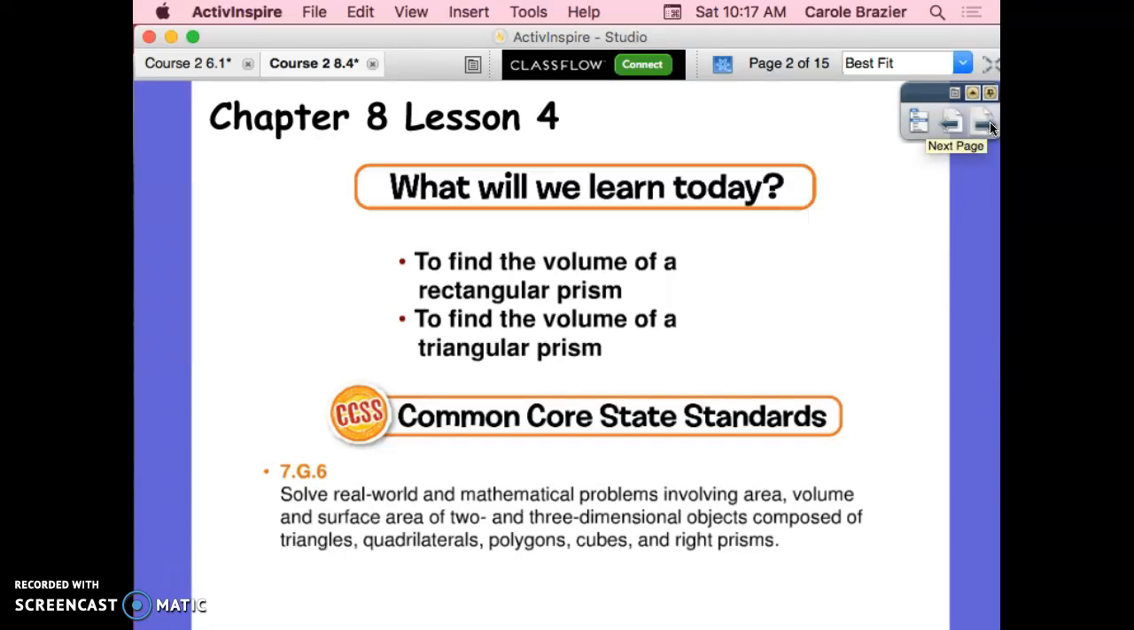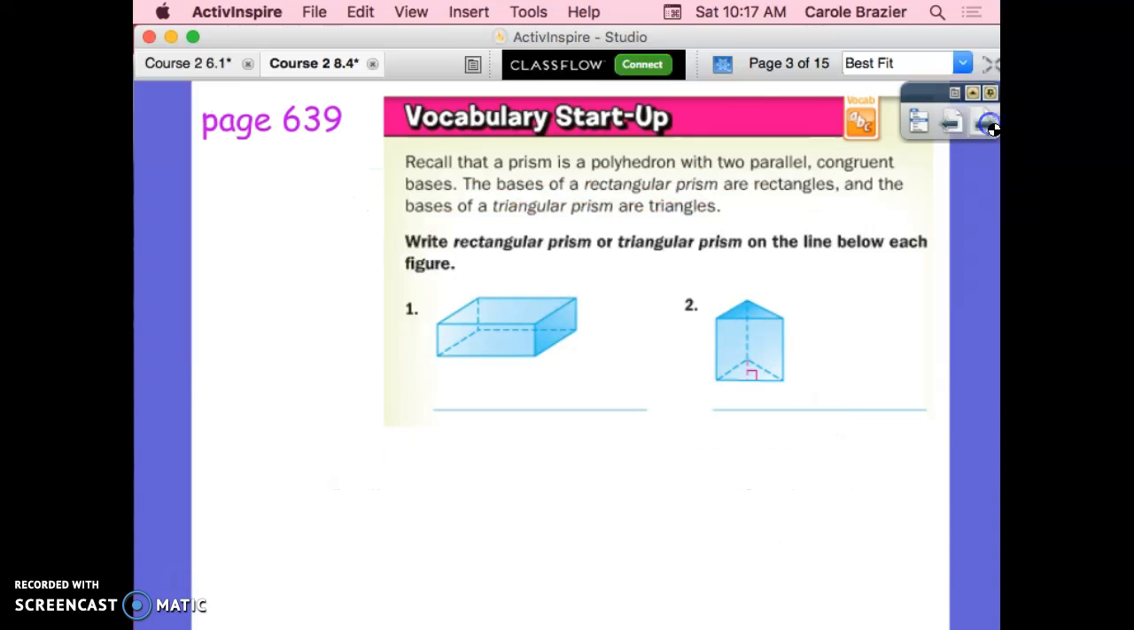Okay, today you need to make sure that you take very good notes because what we do today will also be on your quiz on Thursday. So it'll be over finding the diameter, finding the radius, finding the area, finding the circumference, and then of course finding the volume of a rectangular and triangular prism. So you need to make sure that you have these formulas down because you will be able to use your notes. So your objective today is to find the volume of a rectangular prism and a triangular prism.